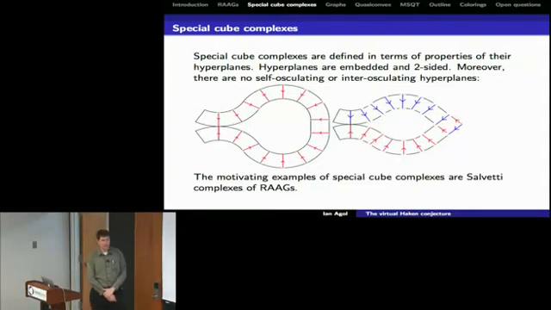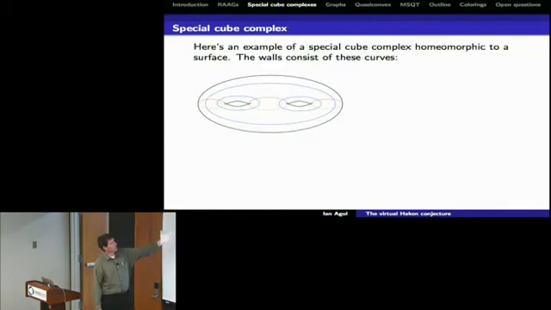Salvetti complexes are examples of special cube complexes. Now here's another example of a special cube complex. What's the theorem about it? I'll just say it in the next slide. I got a little ahead of myself. Okay, so here's another example.